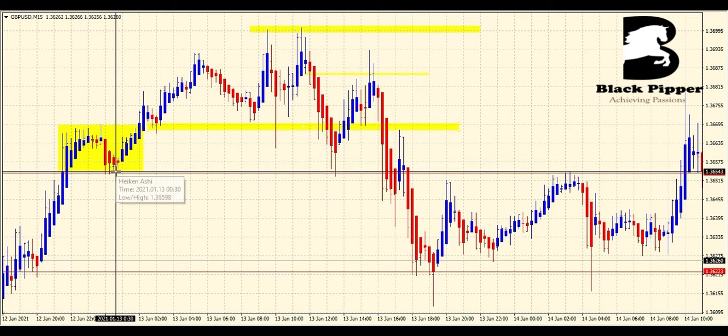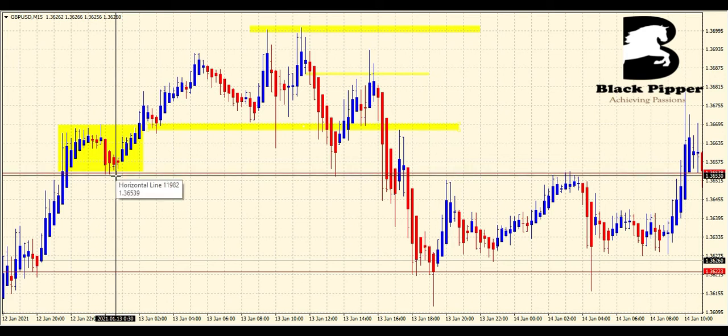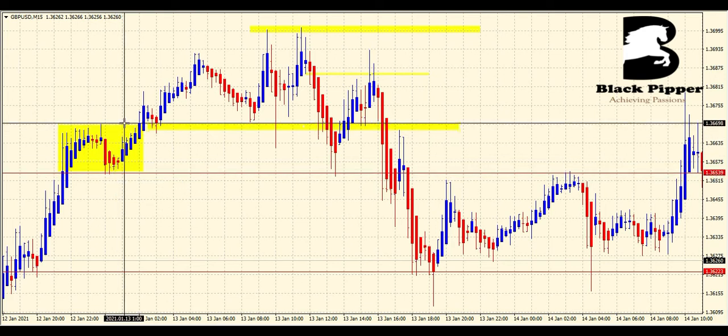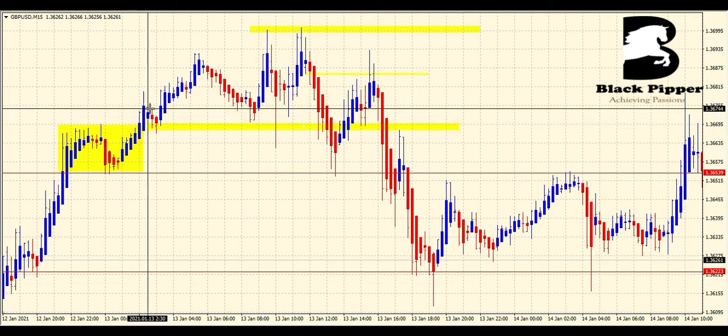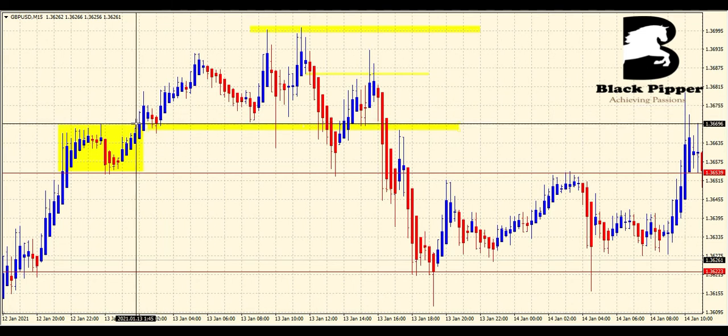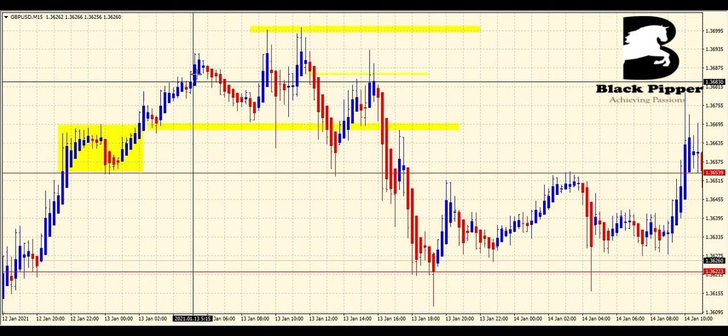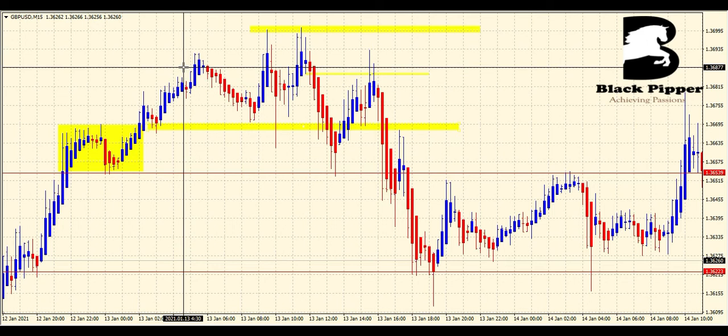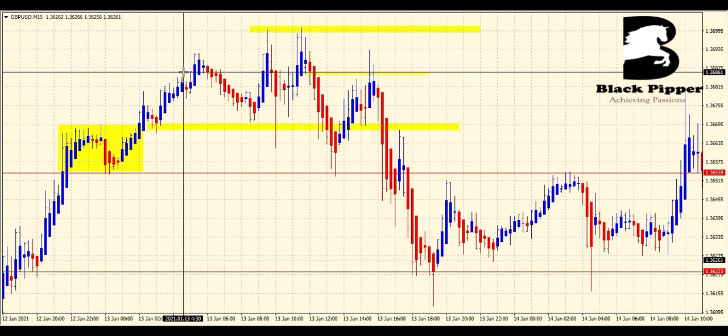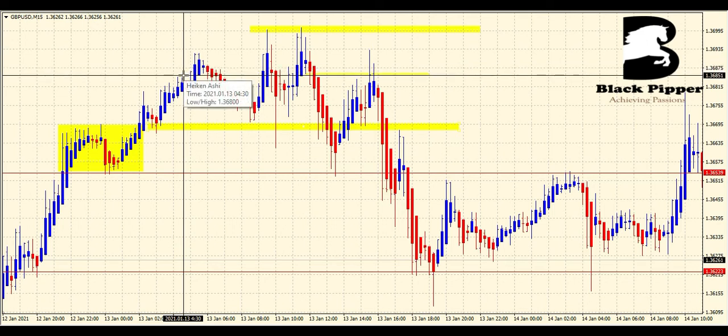I would keep my stop loss just below this level, 1.3653. This is 1.3669. It's around 16 pips stop loss, and obviously I would target 16 pips in the profit as my first target. 69 plus 16, 1.3686. Okay, 85. So 85 is here.